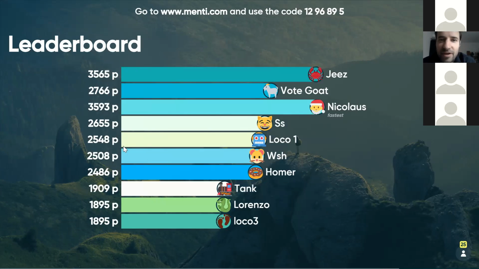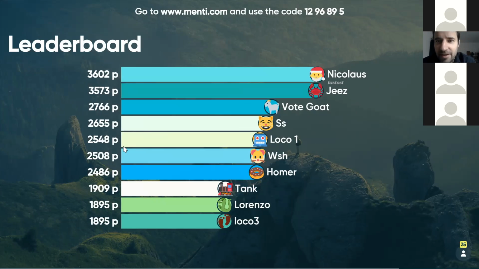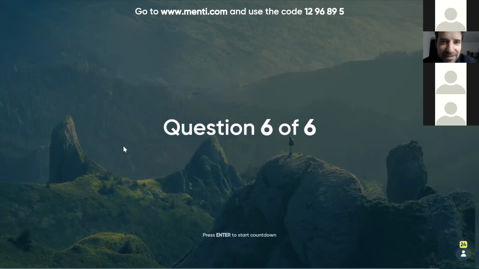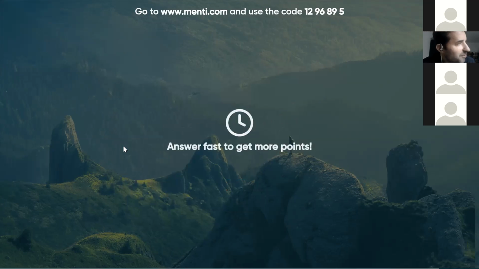We have a new leader. Niklaus was the fastest this time, with a lead of only 29 points ahead of Jess. Then Vote Goat is in third position, and in fourth position is a smiley cat with a double S. And so, last question for today.